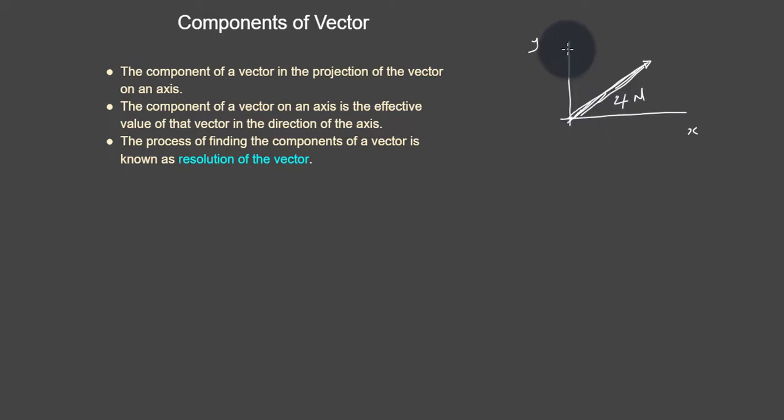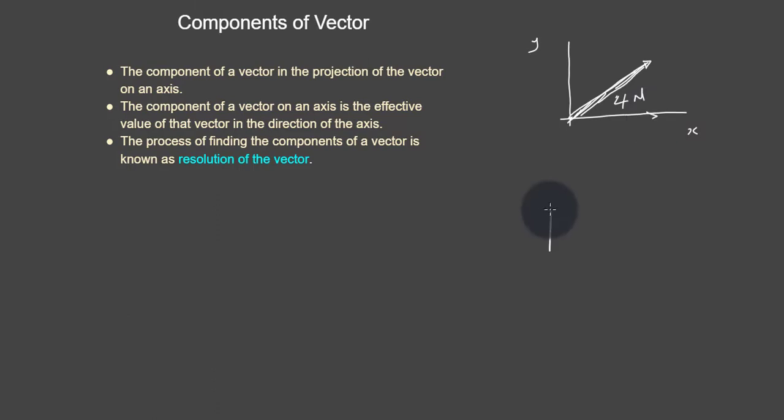Now, what does that mean? It means what is the component of this force along this axis? That's basically what I'm asking. And you'll be asking, why do we need to break things into components, and what does it really imply? So what it implies is this.